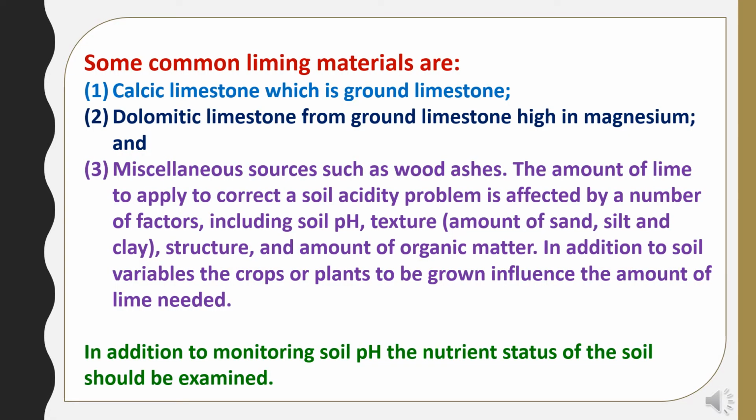Some common liming materials are: first, calcic limestone, which is ground limestone. Second, dolomitic limestone, a ground limestone high in magnesium. And third, miscellaneous sources such as wood ashes.